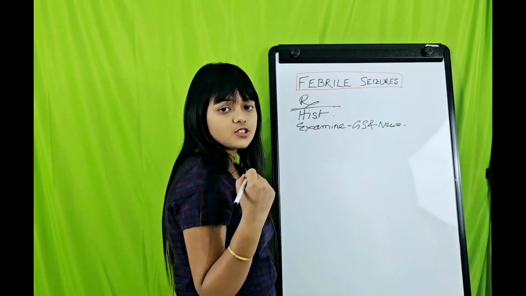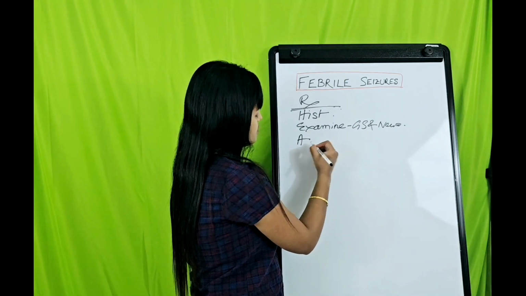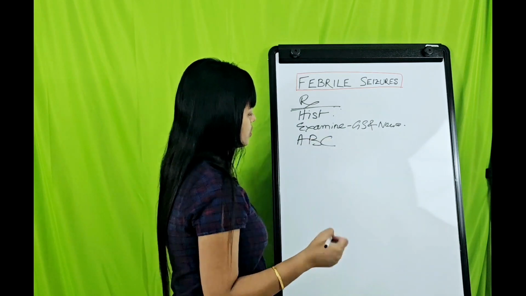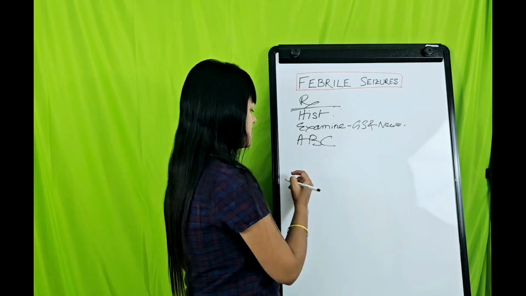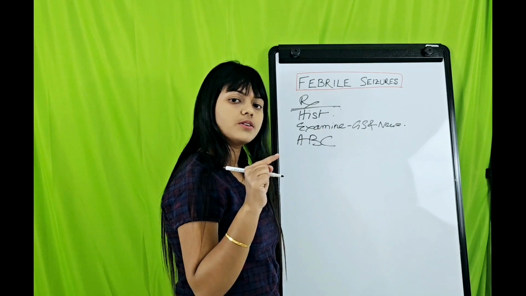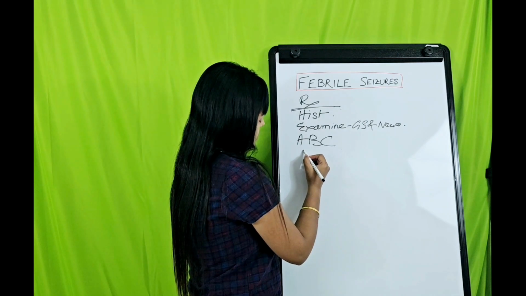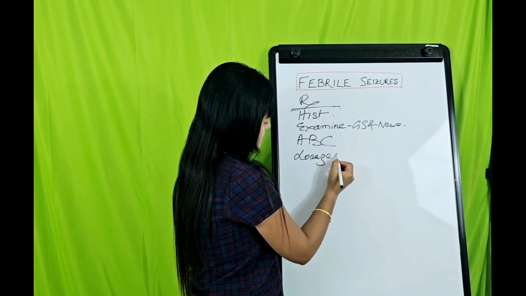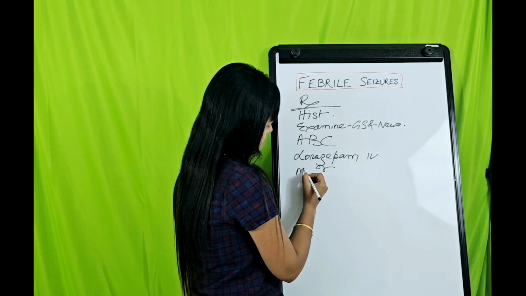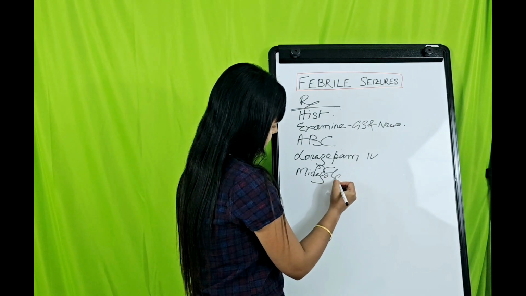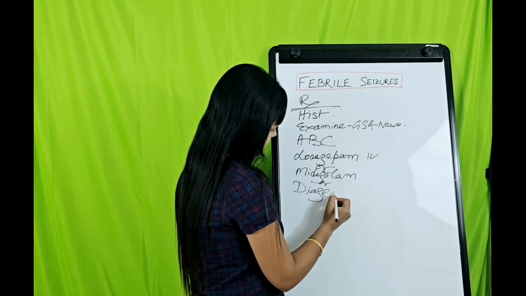So how you are going to treat the child? If the child is coming to you with active convulsion, then you are going to maintain ABC. All of you know, maintaining airway, breathing and circulation. Next, you need to abort the convulsion. By what? You can give lorazepam IV, or midazolam, or diazepam.